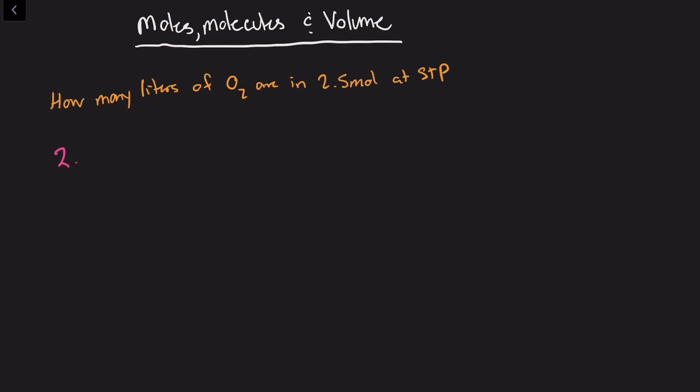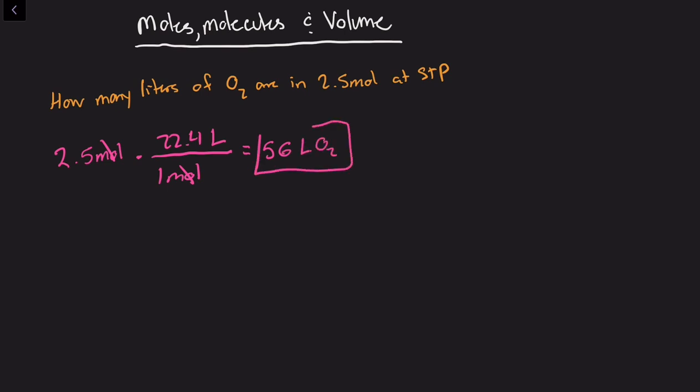So 2.5 moles, we're just going to multiply it by our conversion factor. We're going to put 1 mole on the bottom so that it cancels out, 22.4 liters on the top. And when we multiply straight across, we end up with 56 liters of O2.